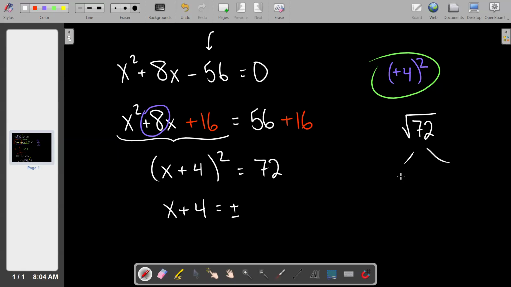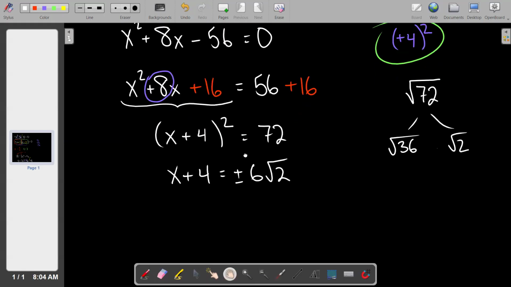The breakdown of 72 has got to be 36 and 2, right? You could do 9 and 8 if you promise to then take the 8 and subsequently break it down again. But ain't nobody got time for that, right? So we'd rather do this all at once. The square root of 36 is 6. So my right side says 6 times the square root of 2. What's the last step? Because we're not done yet.